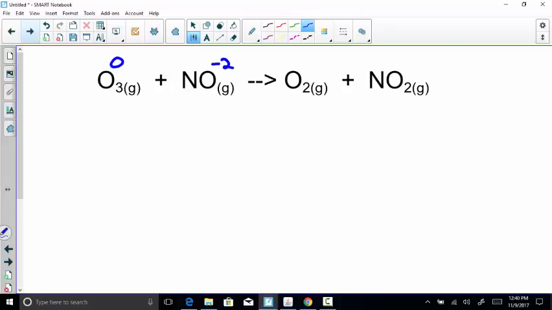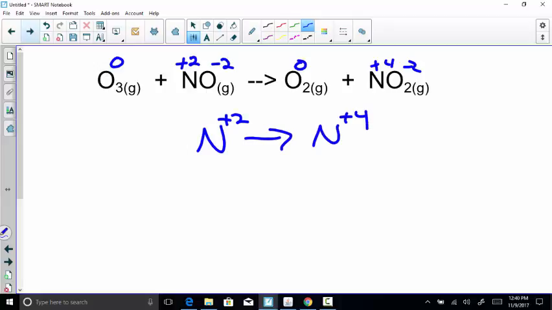So what's the nitrogen? +2. So what's the oxygen here? 0. What is the oxygen here? What's the nitrogen? +4. Oh, so nitrogen went from a +2 to a +4. How do you do that? Lose 2. And losing 2 electrons goes over on this side.